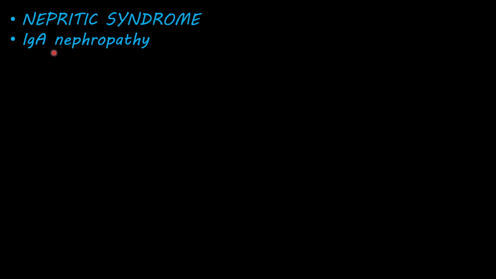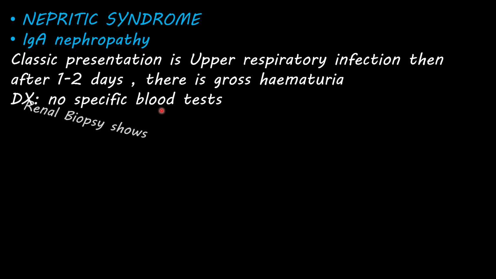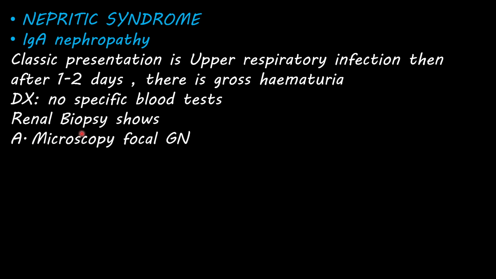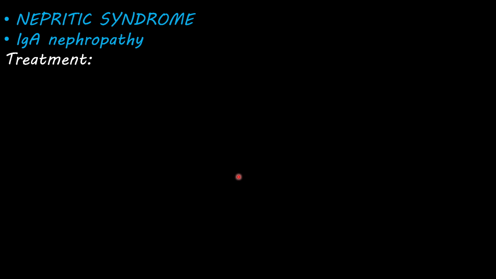Now let's discuss IgA nephropathy. In IgA nephropathy, the classic presentation is an upper respiratory infection, then after 1 to 2 days there will be gross hematuria. There are no specific blood tests. On renal biopsy, light microscopy will show focal glomerulonephritis, and immunofluorescence will show diffuse IgA and C3 deposits in the mesangium. So that will be the picture in IgA nephropathy.